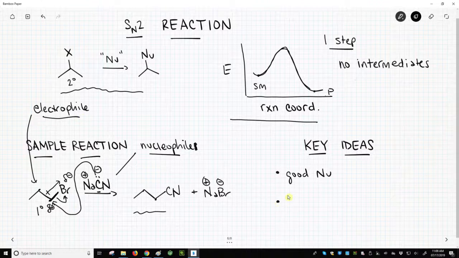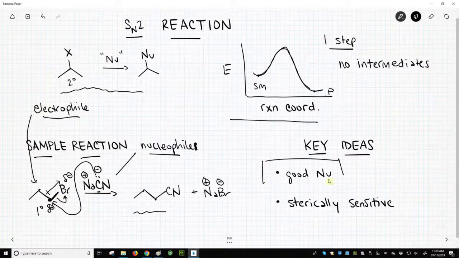Our second main point: the SN2 reaction is sterically sensitive. The more substitution you have around the halide, the slower this reaction gets. In fact, if you try to do this on a tertiary halide, it will not work. So we can't put too much stuff around this reactive carbon or else our nucleophile can't get in there. So that's the SN2 reaction. If there's one thing I want you to take away from this video, to do an SN2, you must have a good nucleophile.